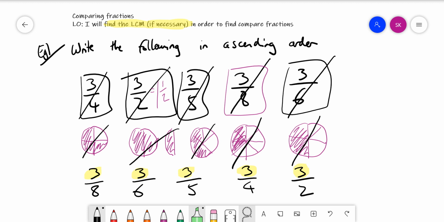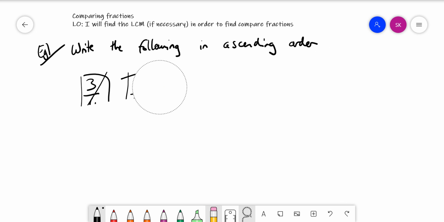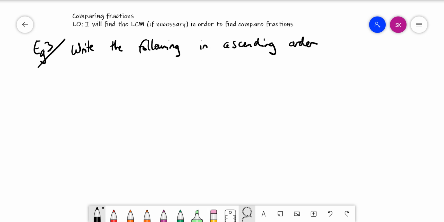So this is another situation where, if we look at the learning objective, we do not need to find the lowest common multiple to compare the fractions. So write that down if you didn't already know it, about when the numerators are the same. And then we're going to do another example. This is actually the third example. I forgot to move it on last time. Sorry, guys.